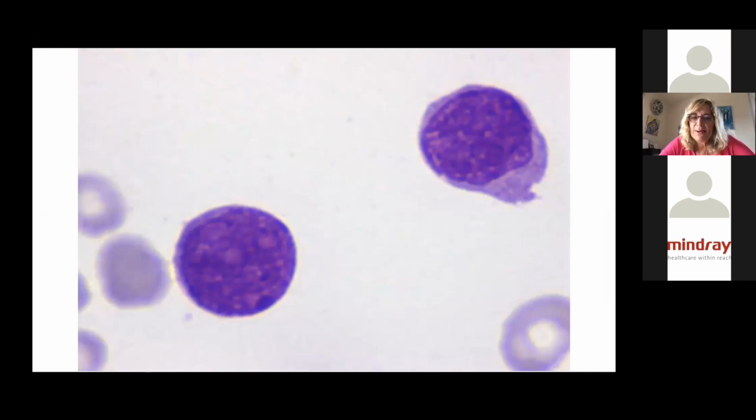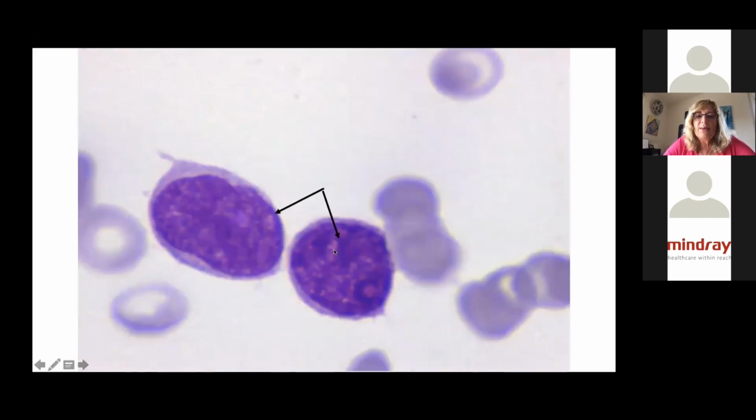Look at the smear. We found several blast cells, most of them of low size, and the cytoplasm was practically absent. You can see two nucleoli. It was a difficult case because he came because of an accident, a motorbike accident.